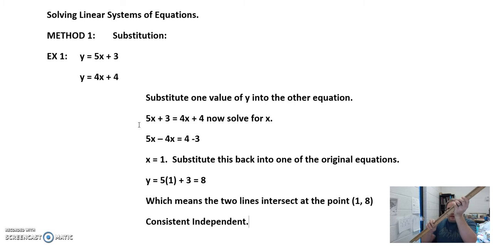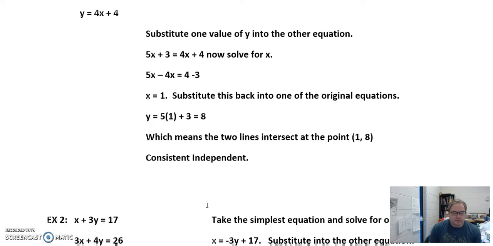Or, this may seem stupid, but this happens. If they're the exact same line, I graph the two lines together like that. That means there's an infinite number of solutions. So that can happen. When there's a solution, we say it is consistent. When there's one solution, we say consistent independent. And that's just terminology that you'll see.